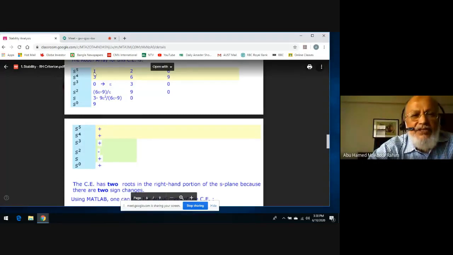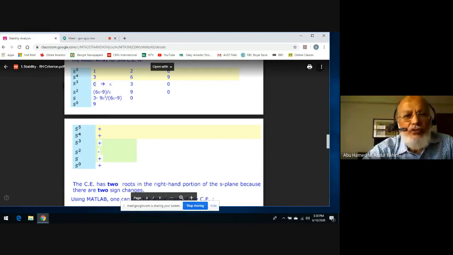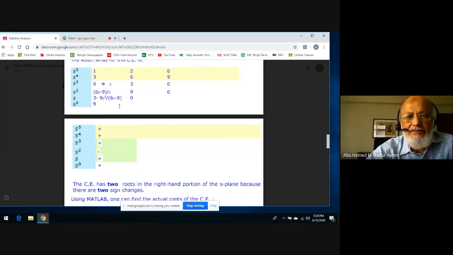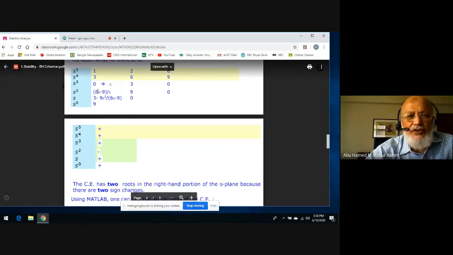If there is a 0 in the first column, replace it by an epsilon, and we'll say that this value of epsilon is very small, and in the limit 0. Epsilon is approaching 0, a very small number, very close to 0. Then instead of 0, we'll put epsilon and continue with the rest of the construction. Okay? So let's see what will come now.